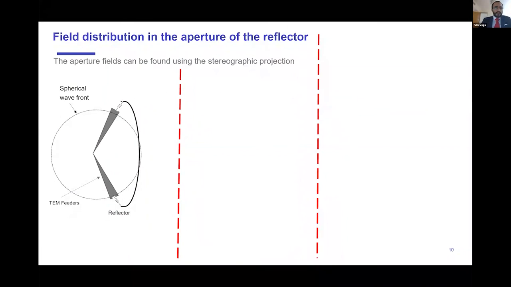So in order to do that, we will go quickly to the fields, the field distribution in the aperture of the reflector. Here you have the spherical wavefront between the two plates in a full impulse radiating antenna. If we perform what is called the stereographic projection, we are able to project the fields which are on the spherical wavefront into a projecting plane behind the reflector.